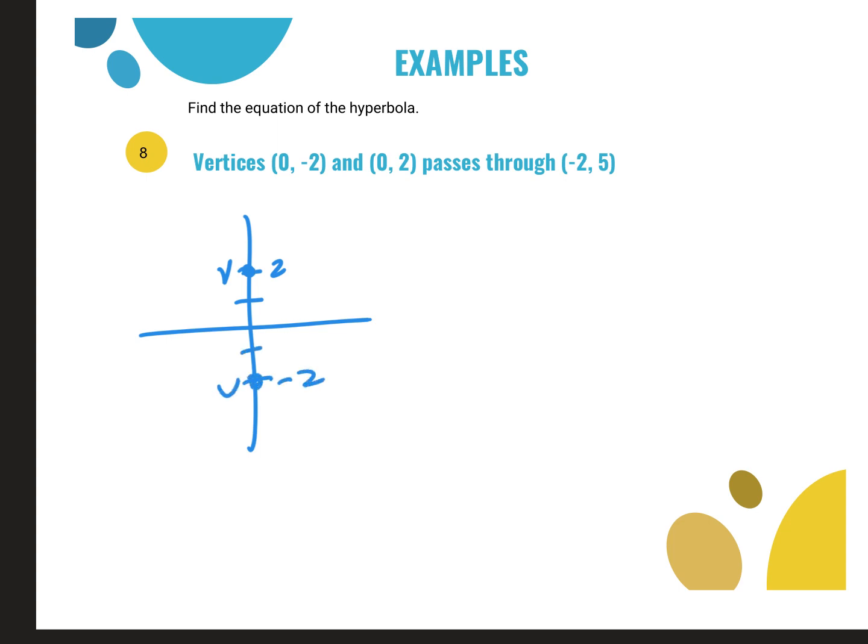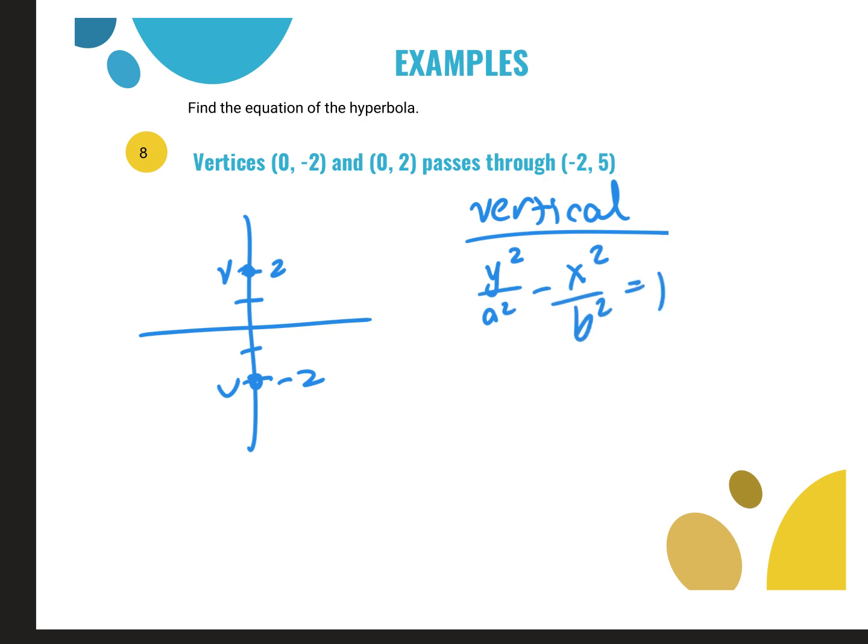So tell yourself, what kind of a hyperbola do I have? I know it's vertical because my vertices are on the y. So I know it's vertical. I know I'm going to start off with y squared. That's helpful. All right, if my vertices are up 2 and down 2, what's my center? 0, 0. Good, the origin. Perfect. So what do you know your A value is? Plus or minus 2. Perfect.